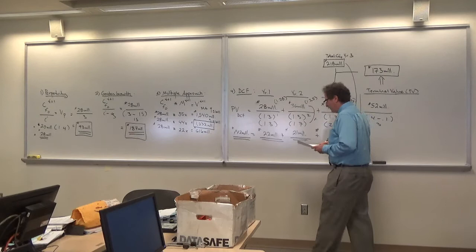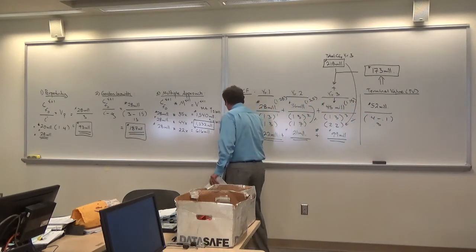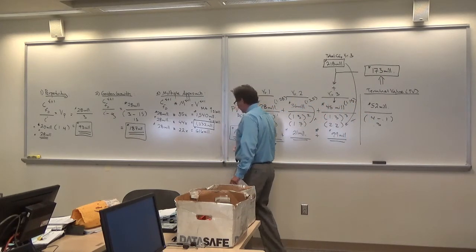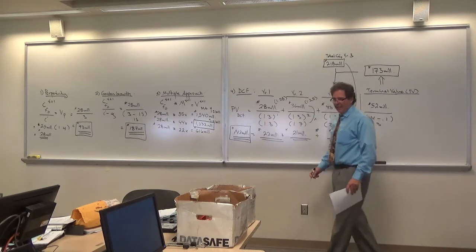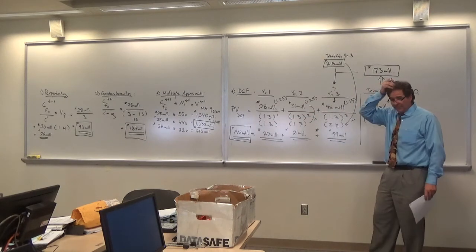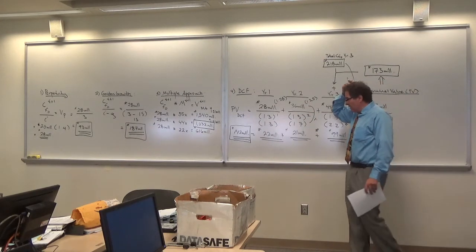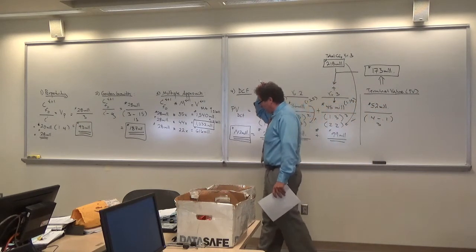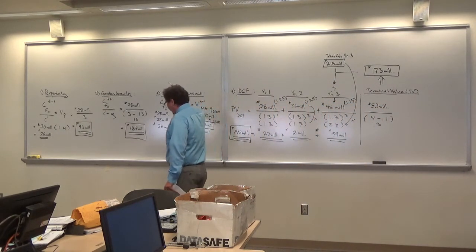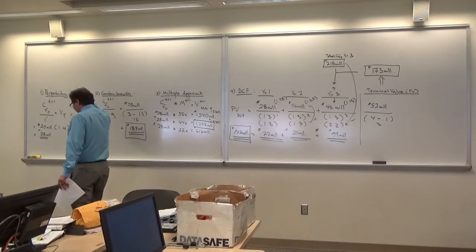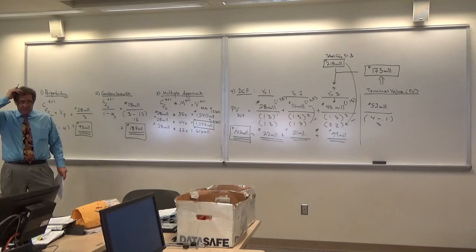Okay, so this is interesting, isn't it? I run the discounted cash flow methodology, it comes up with 142 million. I run the Gordon growth model, I get 187 million, and when I run the perpetuity model, I come up with 93 million. Yes, sir.